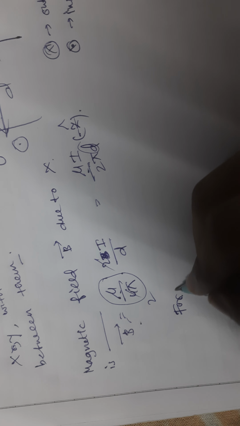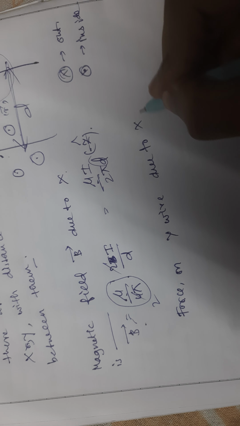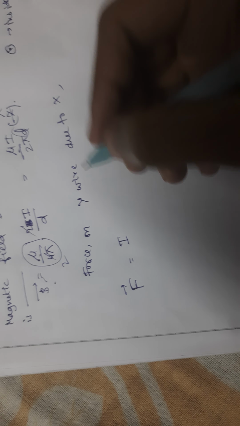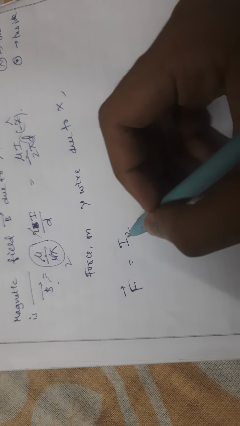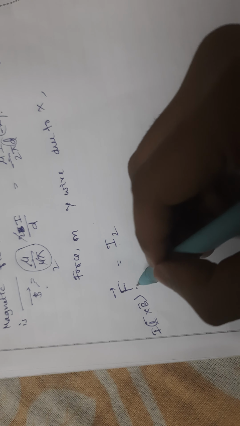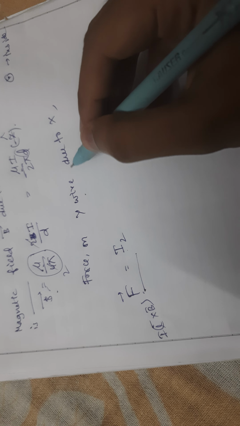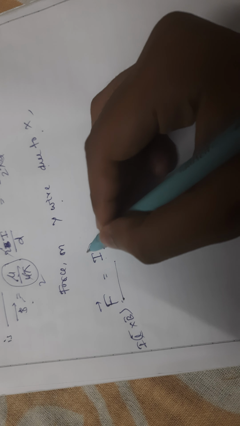So simply, the force on the Y wire due to X will be F. This current will be I2. The force is I L cross B, right? So this is the force on the Y wire due to X. The current passing through wire Y is I2, right? Here it is I2.